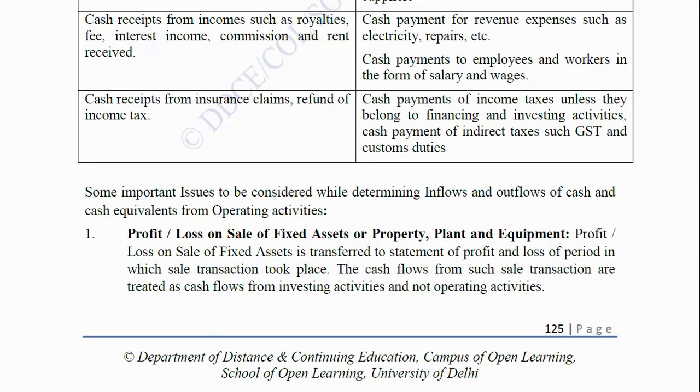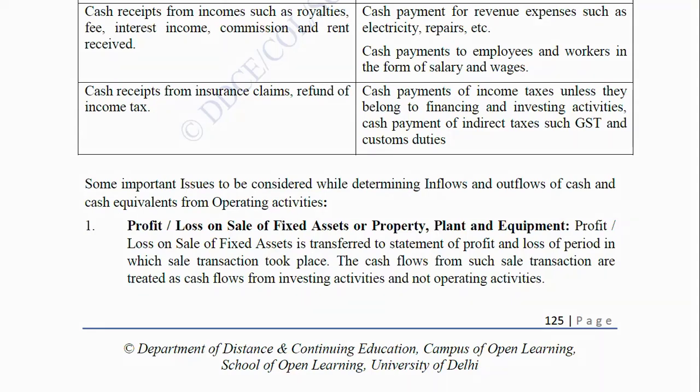Some important issues to be considered while determining inflows and outflows of cash and cash equivalents from operating activities. Number 1. Profit or loss on sale of fixed assets or property, plant and equipment. Profit or loss on sale of fixed asset is transferred to statement of profit and loss of the period in which the sale transaction took place. The cash flows from such sale are treated as cash flows from investing activities and not operating activities.